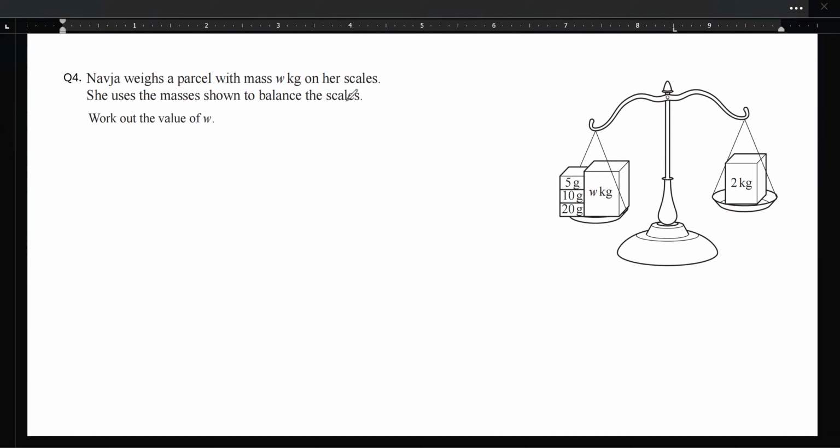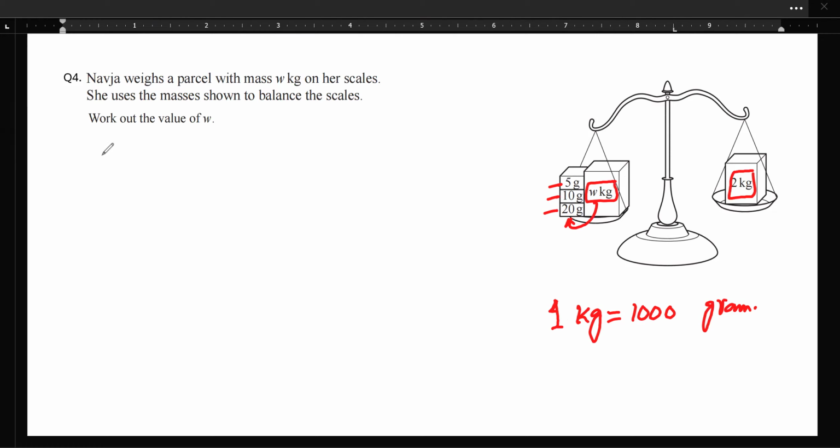Now, the important thing is if you look at the box on the right hand side, this one is 2 kg. Remember the unit, kg. This also tells you kg, but these three terms are in grams. So kgs cannot be added to grams. So we must make the unit the same. You must remember that 1 kg is always equal to 1000 grams.